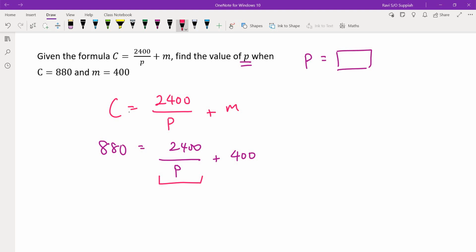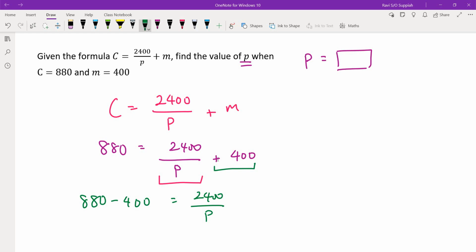So we can bring this 400 over, and as we said just now, as long as I bring any variable or number across the equal sign, the sign will change. So 400 is a positive number here. When I bring it across, it will become negative. Again, why am I bringing this across? Because I want to isolate p to one side and everything else to the other side. So what I have is 880 minus 400 equals 2400 over p.